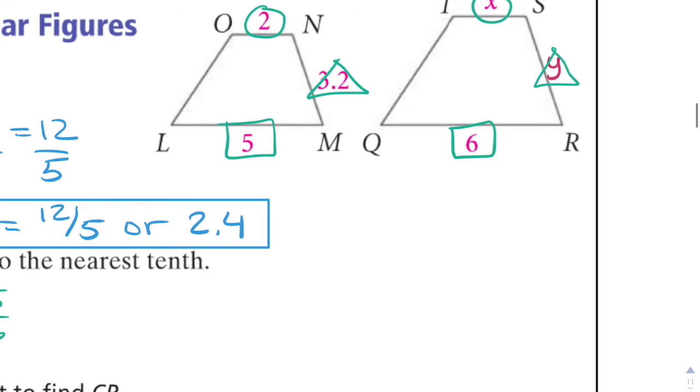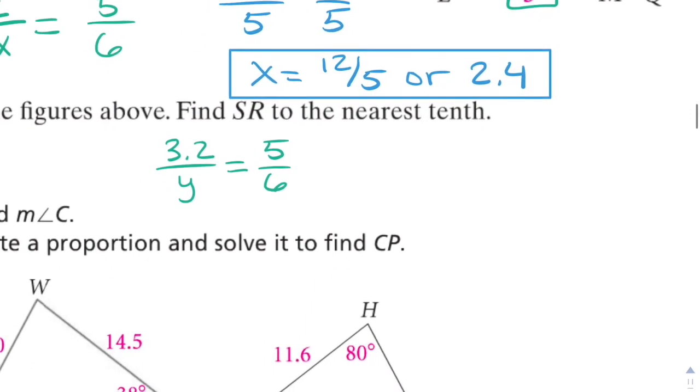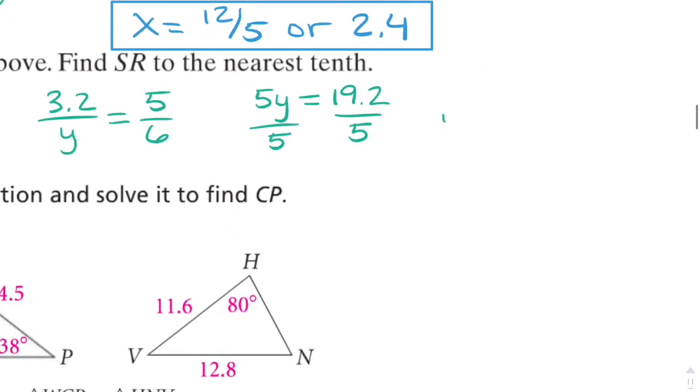Again, left to right, left to right. So 5Y equals 3.2 times 6 is 19.2. So divided by 5. And so we're going to get Y is equal to 3.84.